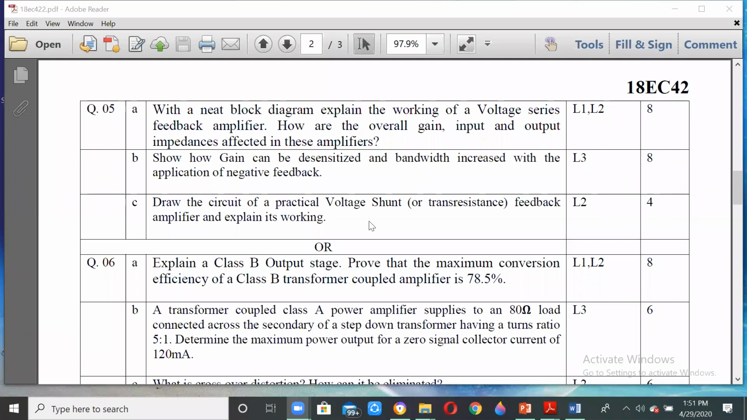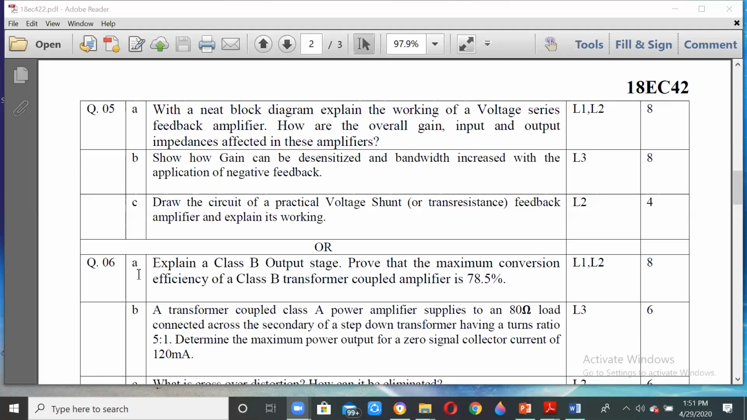Then you have the voltage shunt or transresistance feedback. Transresistance is a shunt feedback amplifier, which is used for a transresistance, or it is also known as voltage shunt. So don't get confused between these terms. Voltage shunt or shunt, both are same. Voltage series or series shunt, both are same.